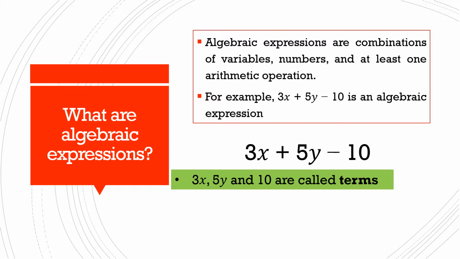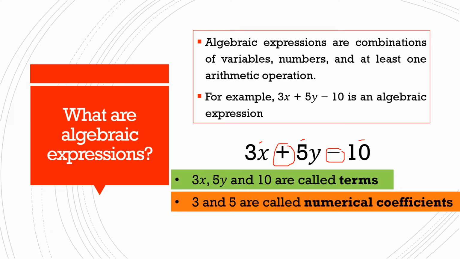That expression has the following terms. We have 3x, 5y, and 10. These terms are separated by the operations addition and subtraction. So if I ask you how many terms there are in this algebraic expression, your answer should be 3 because we have 1, 2, and 3 terms.